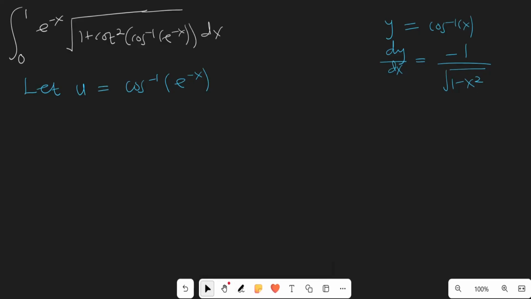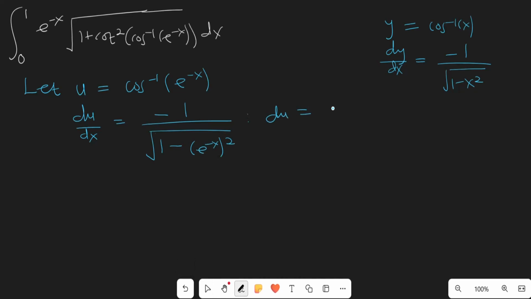With this, we can do our differential. du dx is going to be negative 1 all over the square root of 1 minus x squared. But here it is not x squared. It's going to be e to the negative x squared because our x here is e to the negative x. So that is 1 minus e to the negative x squared.